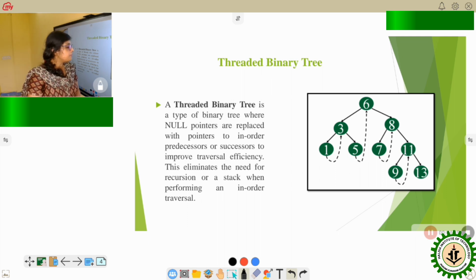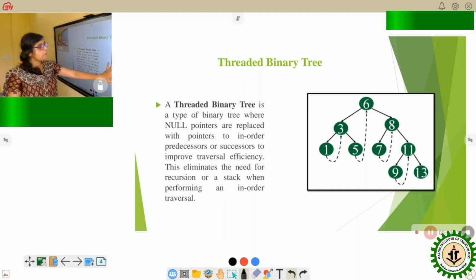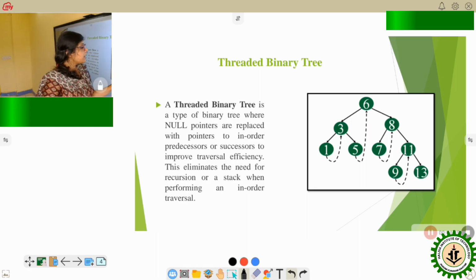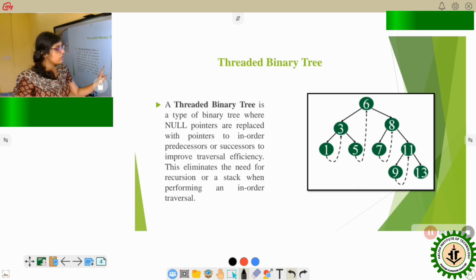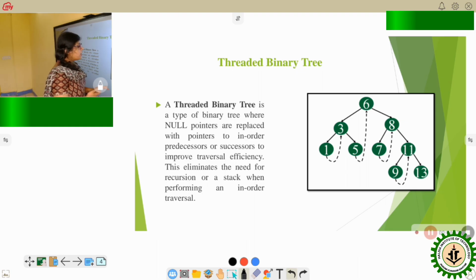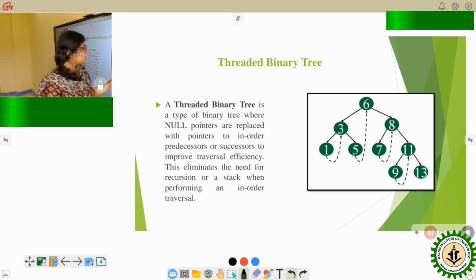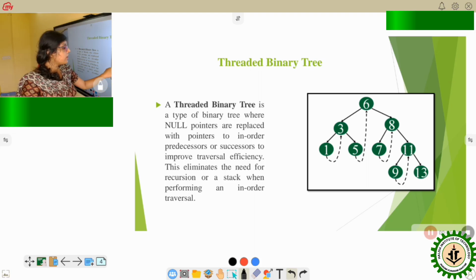What is that? See, these are the leaf nodes. What are the leaf nodes? This is a binary tree having 6 as the root node. 3 is the left child of the binary tree, 8 is the right child, and 1 and 5 are the children of 3. So, what are the predecessors of 1? 3 and 6 are the predecessors of 1, and the successors of 6 are 3 and 1.